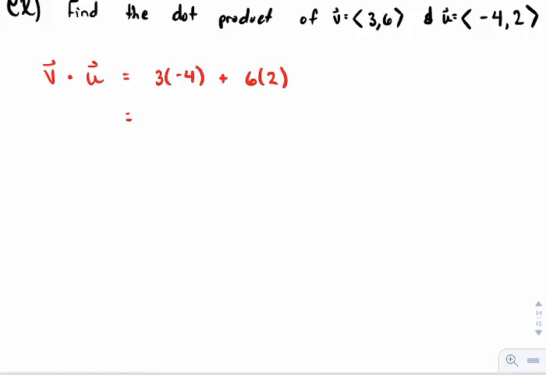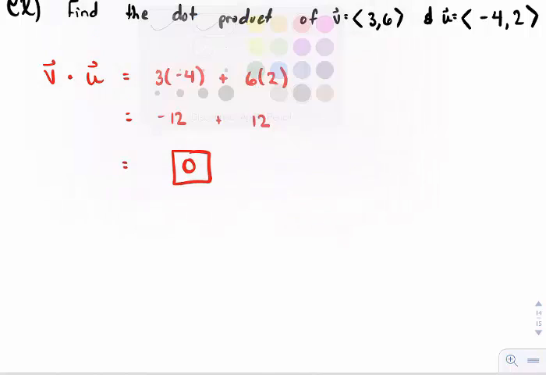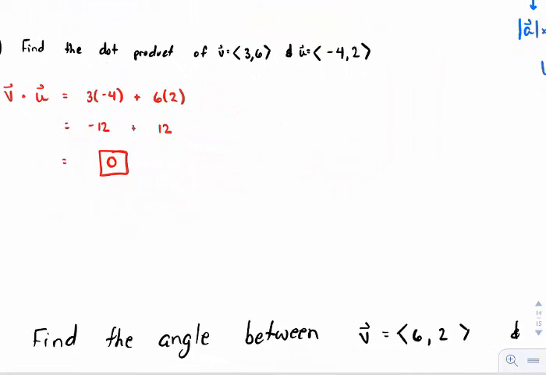So hopefully you've done that. You get negative 12 plus 12, and we get 0. So this is a dot product, but I wanted to pick this one because I'm trying to cram a few concepts in with you today, and I want to talk about this particular dot product. We got a dot product of 0, and the question is, well, what does that mean? So I'll write that down. What does that mean?